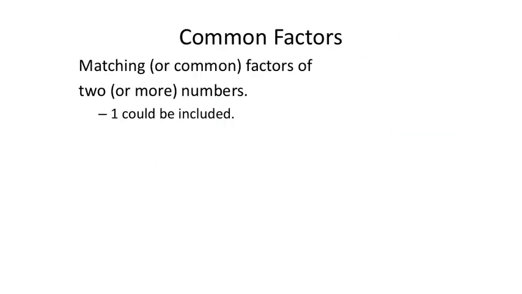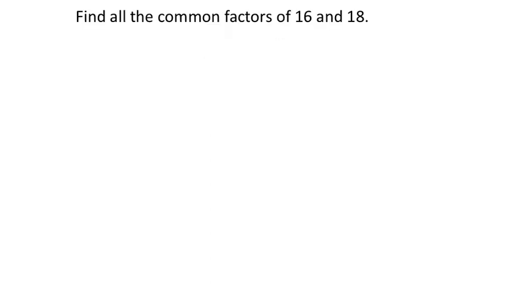Okay, common factors. So matching or common factors of 2 or more numbers. 1 could be included, but we just don't usually focus on 1 as a common factor because 1 is actually a common factor for any number. What we're looking for is seeing if we can look at 2 numbers and determine if they can be divided by the same value. Prime factorization may help here, but really we don't need prime values in order to make this happen. All right, for this problem, we want all the common factors of 16 and 18, meaning we want to list all the factors of these values and then see which ones are in common.